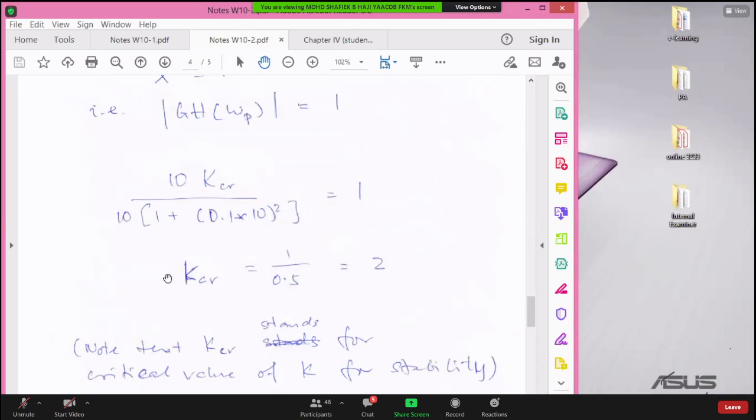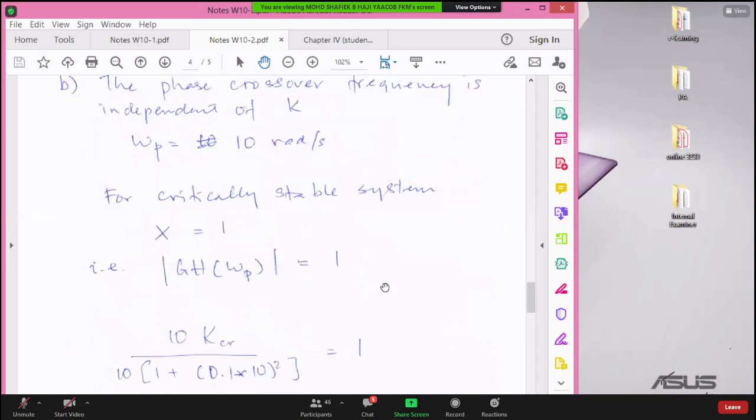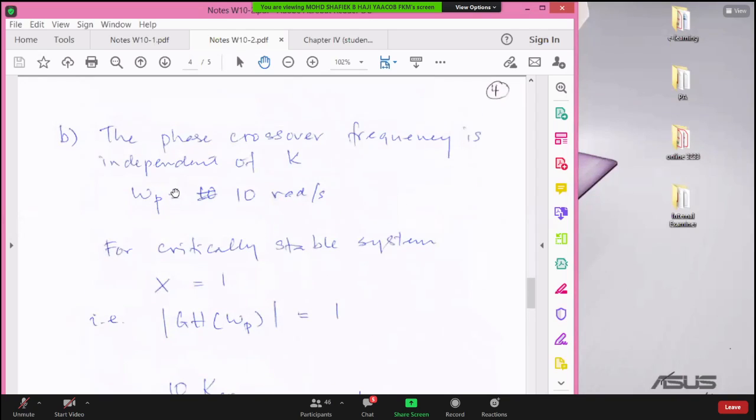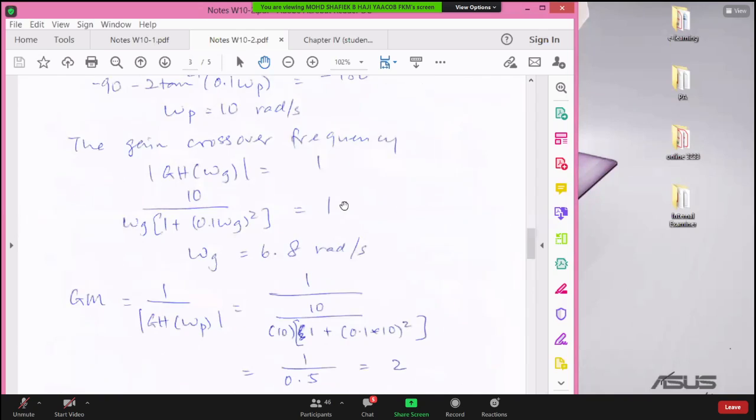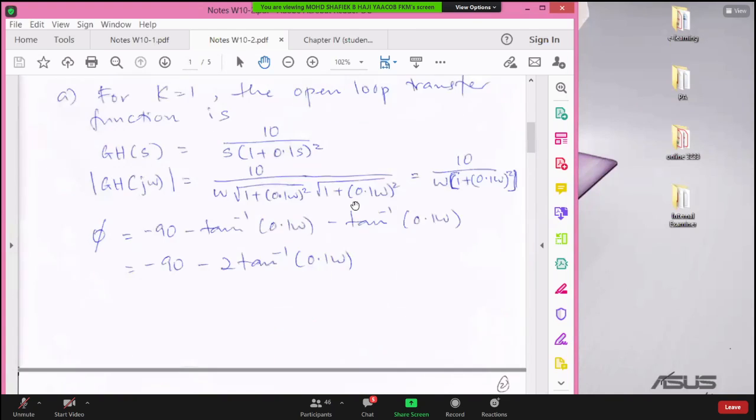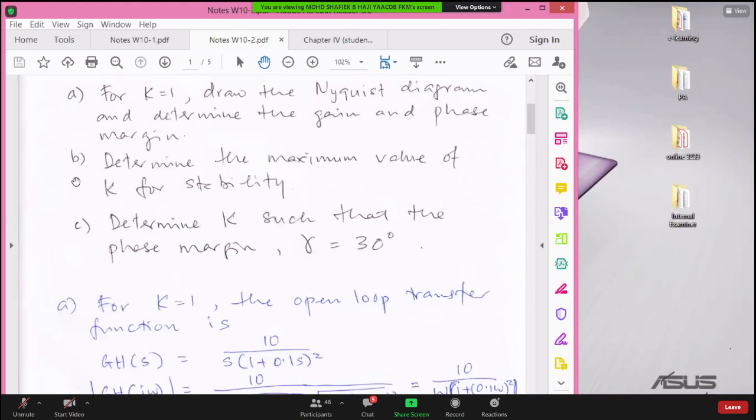Okay, so the critical value of your controller gain, you can now compute, is 1 over 0.5, which is equal to 2. So we can do this from the fact that the phase crossover frequency is independent of the value of the gain k. So now you can answer part B of the question.